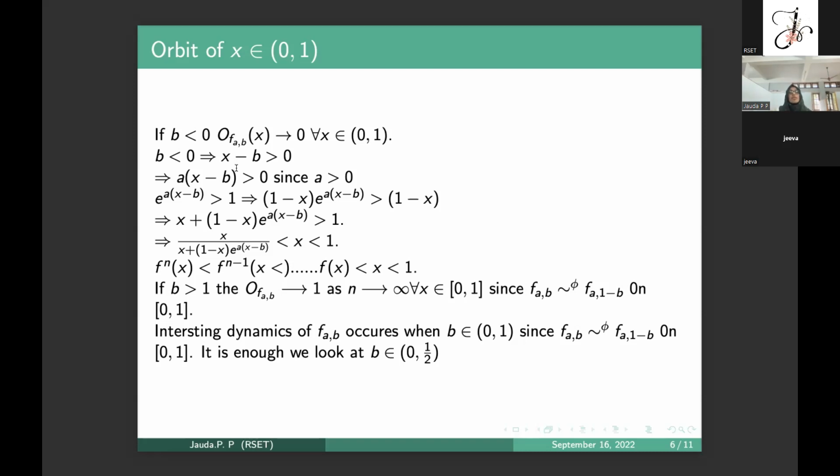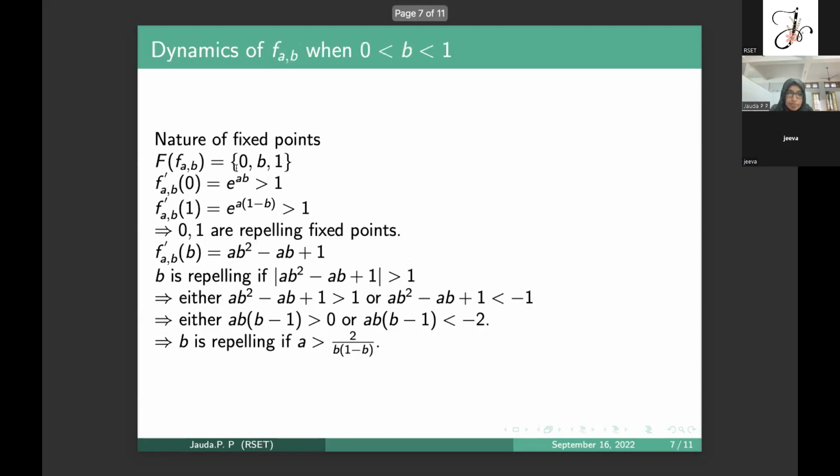Now, if b is in between 0 and 1, then we know that FAB is topologically conjugate to FA,1 minus b. Then it is enough to study the properties for b in (0, 1 by 2]. If 0 is less than b less than 1, then the fixed points of FAB are 0, b, 1.